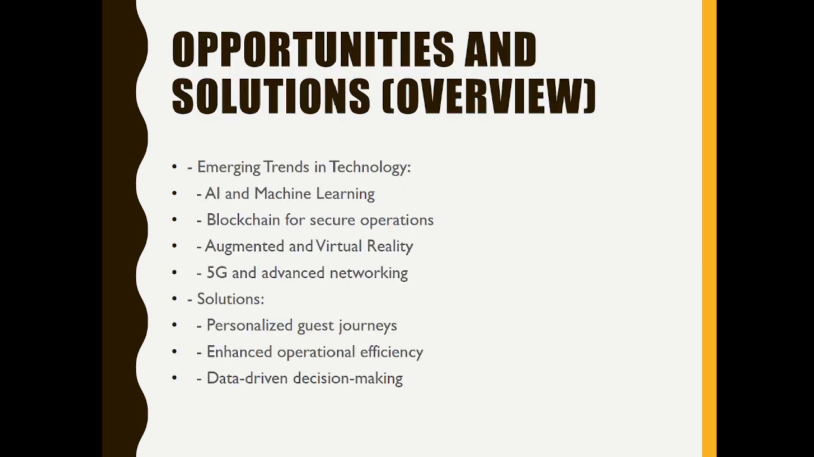Opportunities and solutions, the trends in technology. We need AI and machine learning to make it easier to work on concierge tasks and reservation tasks, and blockchain for secure operations. We can handle all of the data, and for security, we can store it not in a centralized way but in a decentralized or distributed way. It can be used for loyalty programs or other purposes.